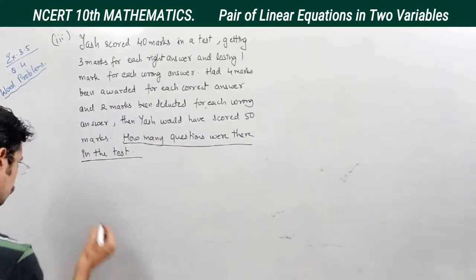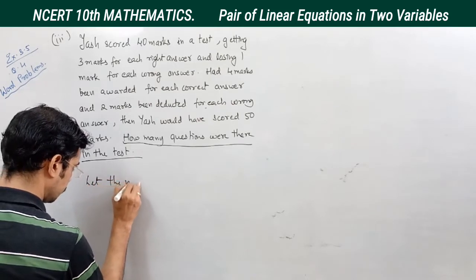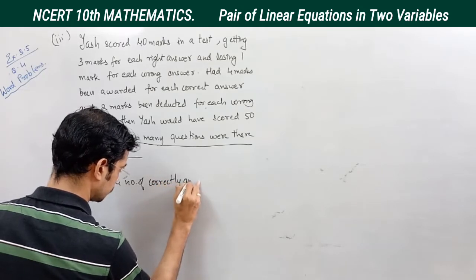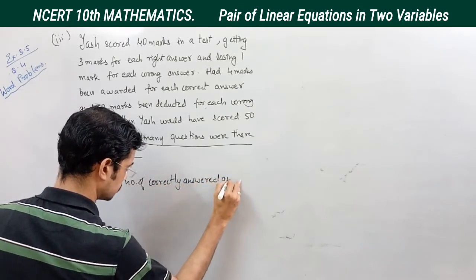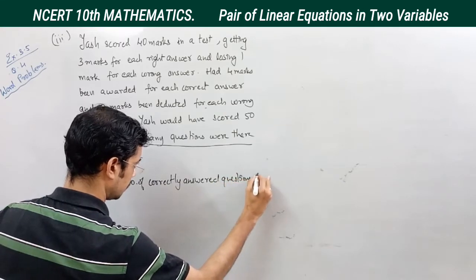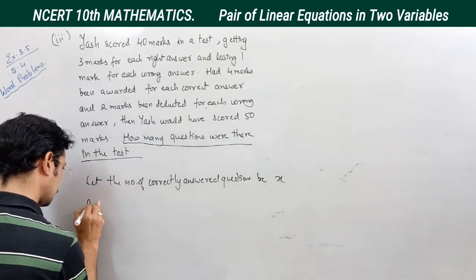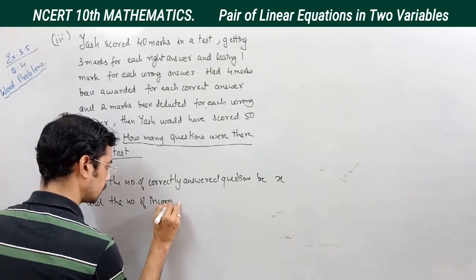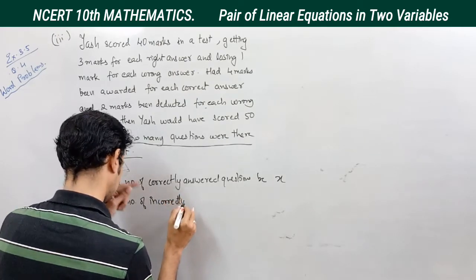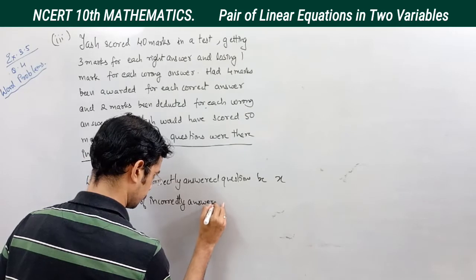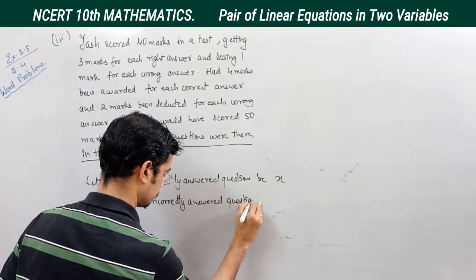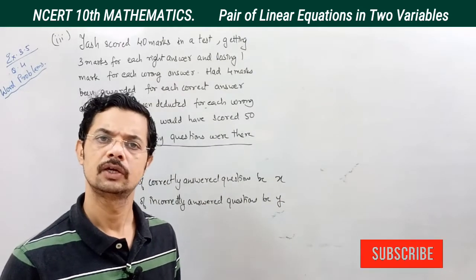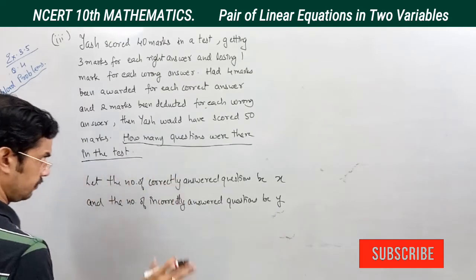So let us assume that the number of correctly answered questions be x and the number of incorrectly answered questions be y. Obviously the total number of questions will be x plus y.